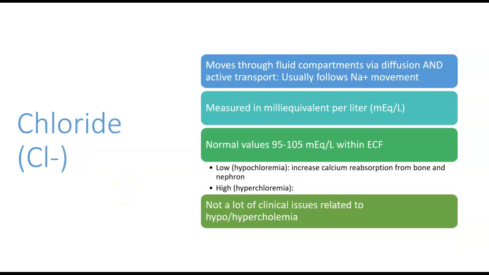Chloride, Cl. Typically, we don't look at this level very often. We would look more at sodium because they're usually combined, but we can get values of them. Normal value is 95 to 105 milliequivalents per liter. If you are low, it's hypochloremia. If you're high, you have hyperchloremia.